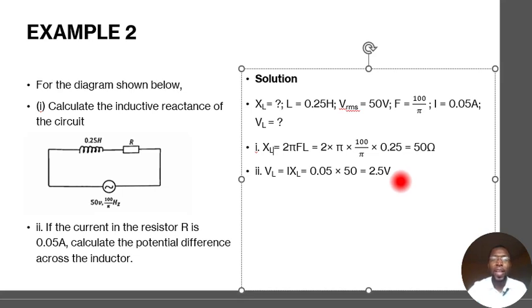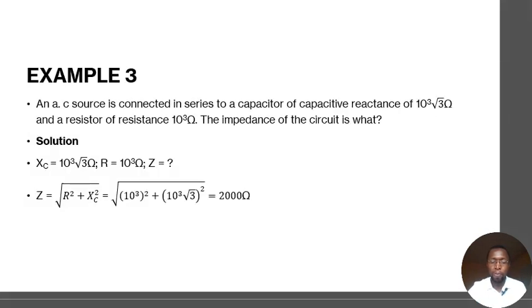All right, let's go on with the next question, and that is example 3. It says an AC source is connected in series to a capacitor of capacitive reactance 10 to the power 3 root 3 ohms, and a resistor of resistance 10 to the power 3 ohms. The impedance of the circuit is what? So we are going to calculate the impedance.